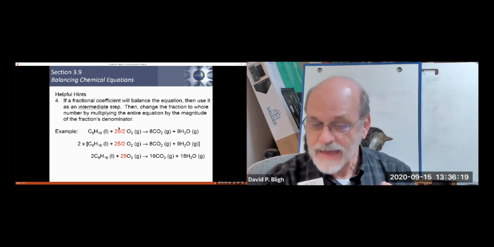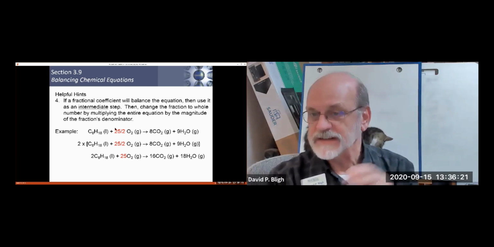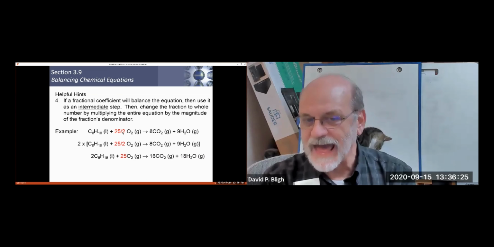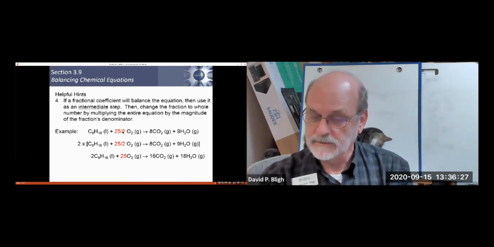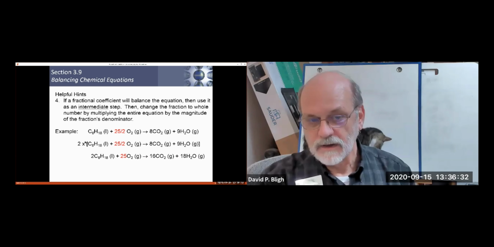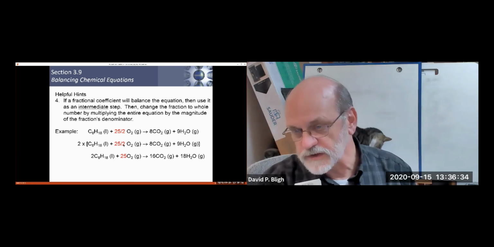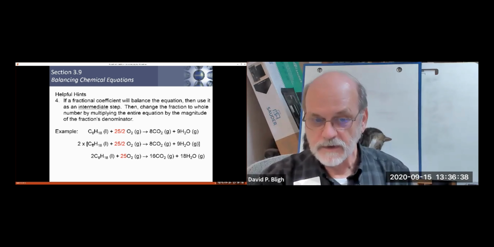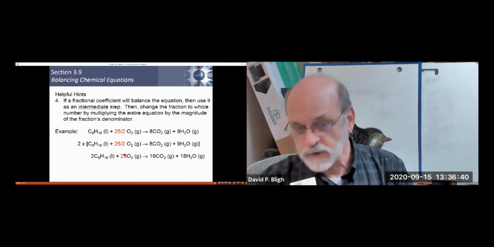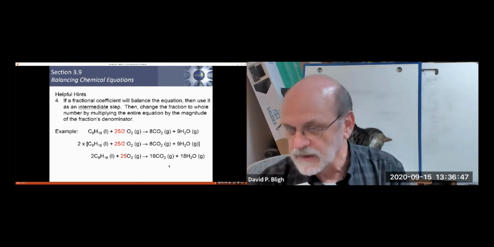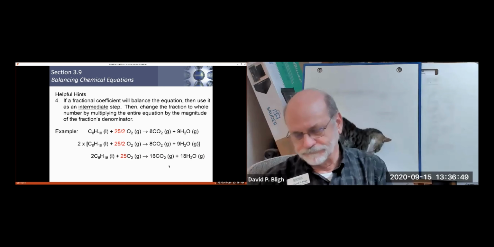Okay, so that balances the equation as an intermediate step. Then how do you get rid of that half if you want to have whole numbers only? Well, you just multiply the whole equation through by 2. That 2 cancels the 2 in the denominator, but it also multiplies everything else by 2. So now you have 2 of these, you have 25 of those because you got rid of the half, you have 2 times 8 is 16 here, and 2 times 9 is 18 there. So that's an intermediate step.